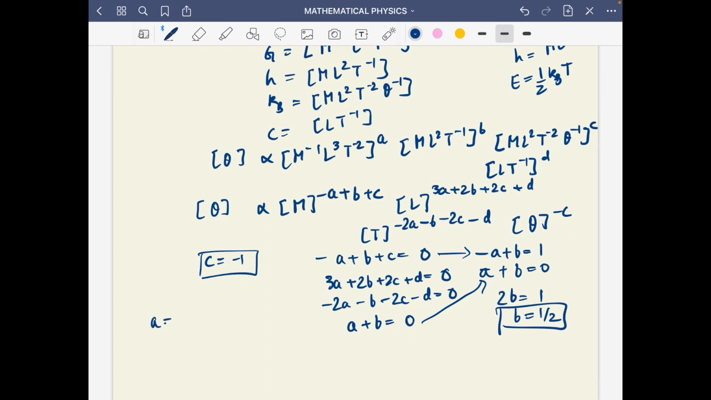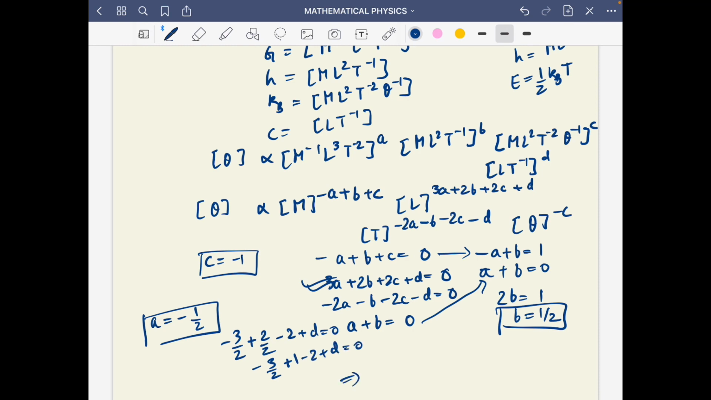Similarly A becomes minus 1 by 2, and D will be, put this in any equation. If you put it in this, it will become minus 3 by 2 plus 2 by 2 minus 2 plus D is equal to 0. So here is the equation. It is minus 3 by 2 plus 1 minus 2 plus D is equal to 0.